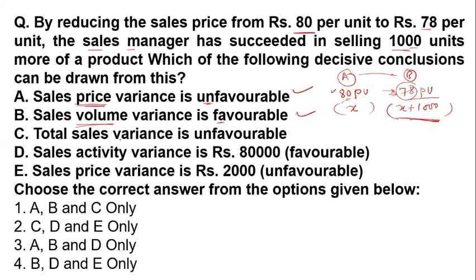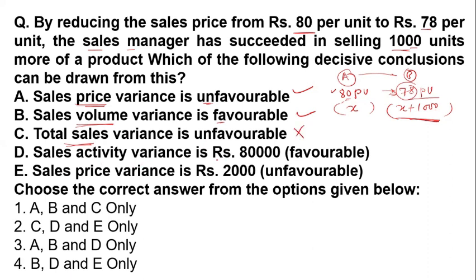The total sales variance is unfavorable. No ma'am, the total sales variance is also favorable, because more units are sold, so you will get more. So the total sales variance will also be favorable, but here it is written unfavorable, so this statement is wrong.